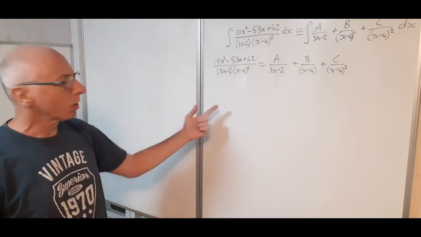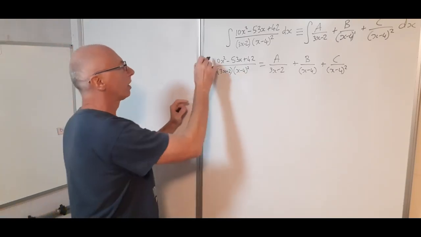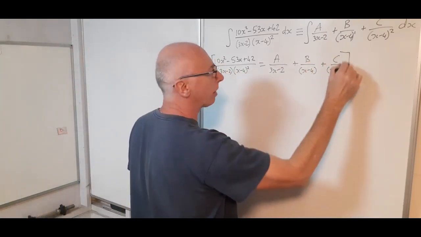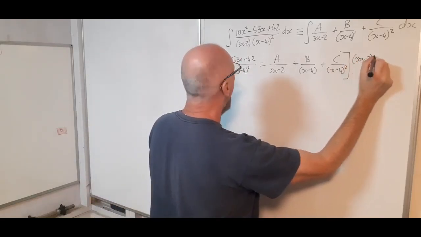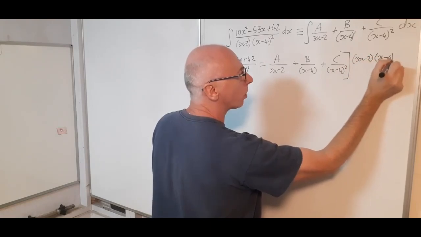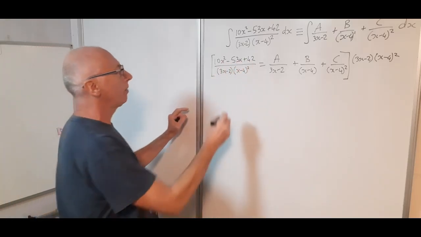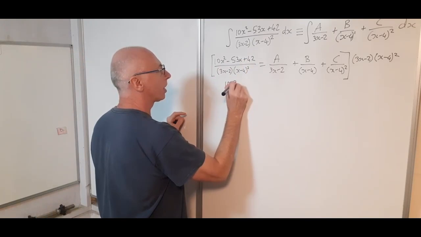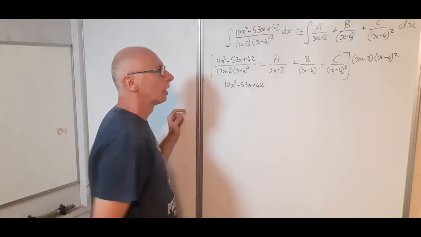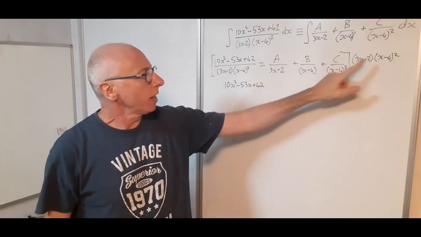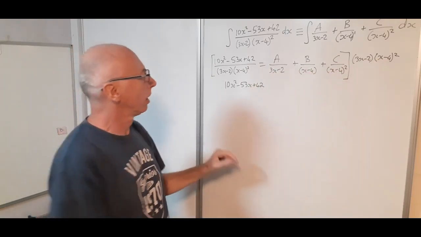So now what I'm going to do, I'm going to try and get rid of this denominator by multiplying both sides by this denominator. So if I put a bracket round it and times everything by this, I've got 3x minus 2 times x minus 4 squared. So this side I'll just have the numerator left, which is what I want: 10x squared minus 53x plus 42. Then multiplying this by this, the 3x minus 2 will cancel out and leave me with that.